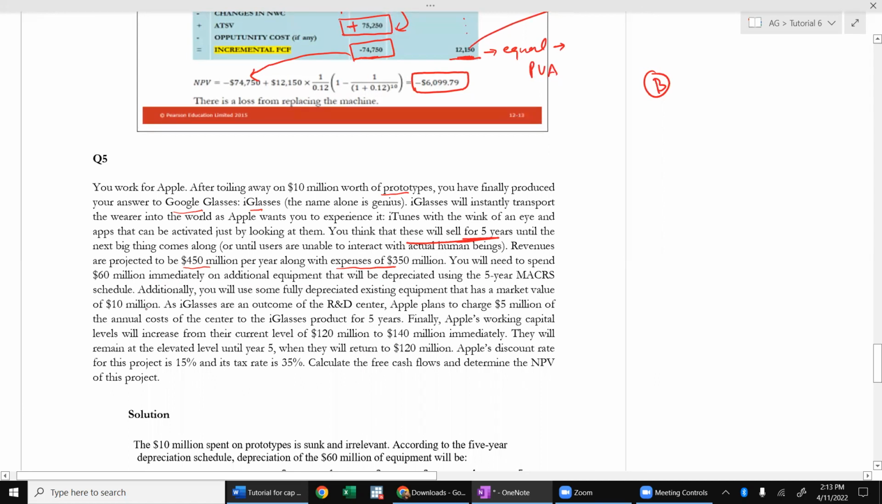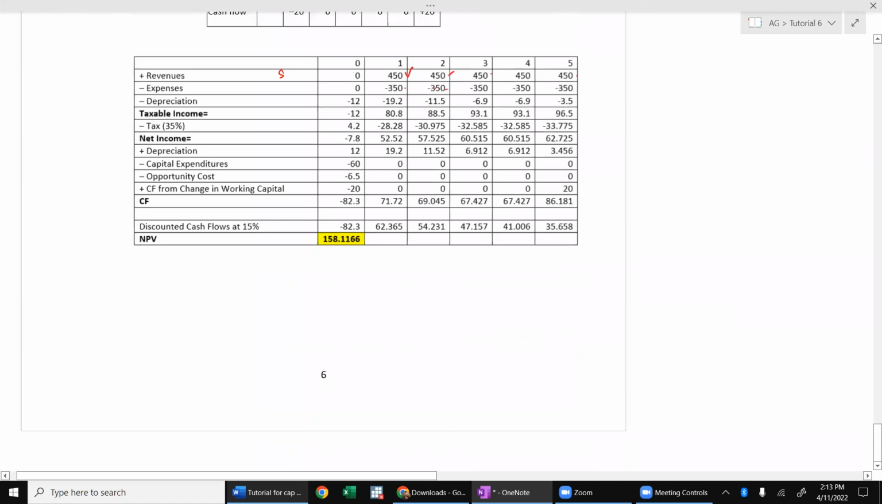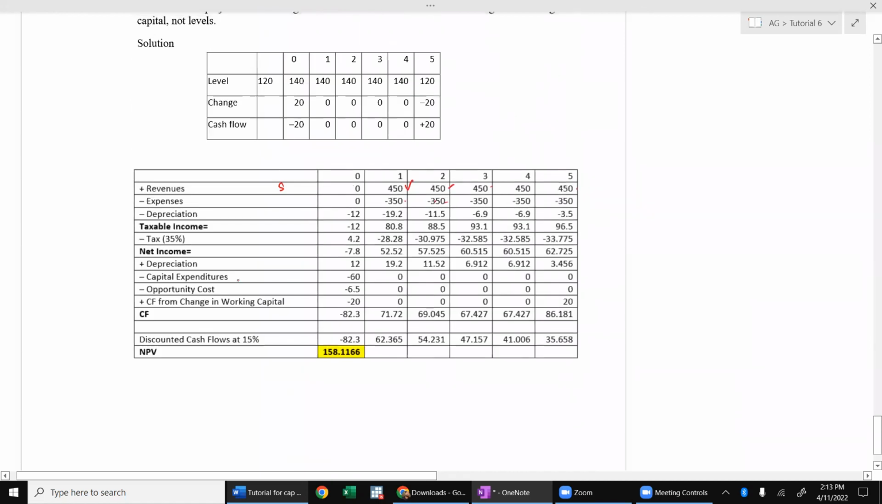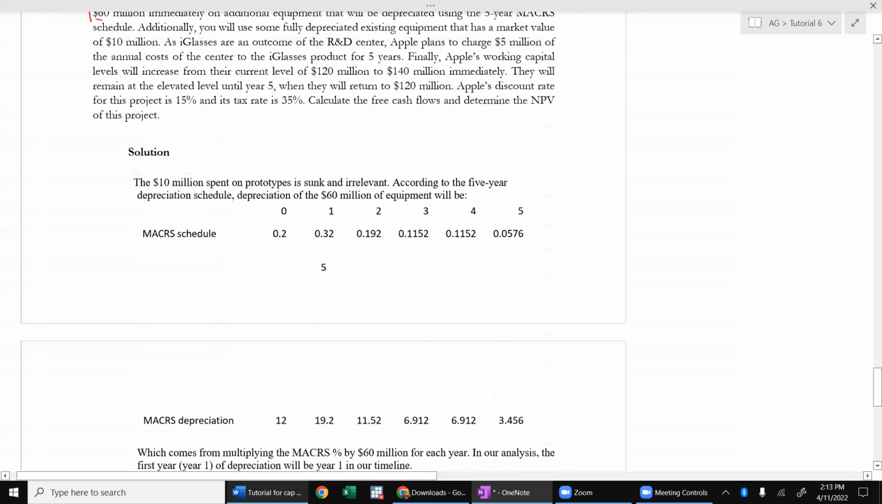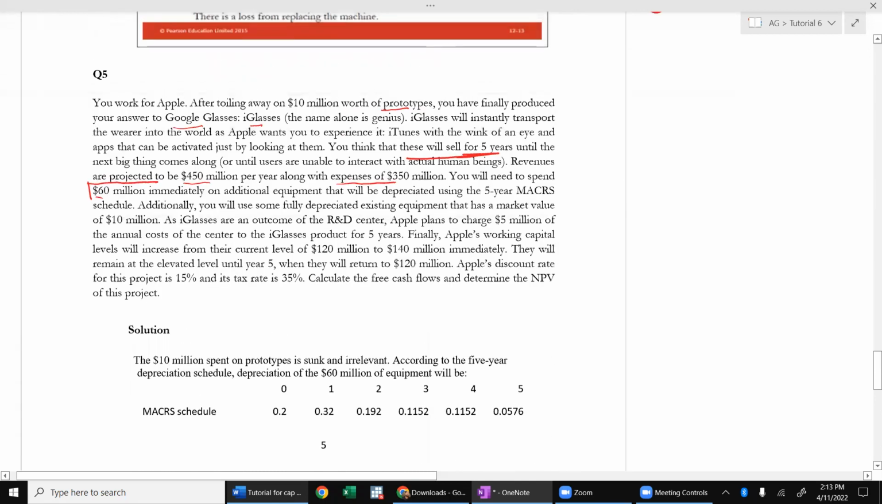years MACRS schedule. So how much is the cost? How much do you need to spend? 60 million. Okay, so 60 million. So let's see it here. This is at year 0. So you need to spend how much? 60 million. Okay, we got it. So it will be in year 0.